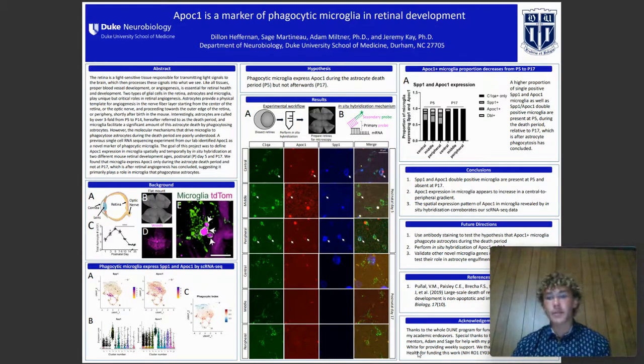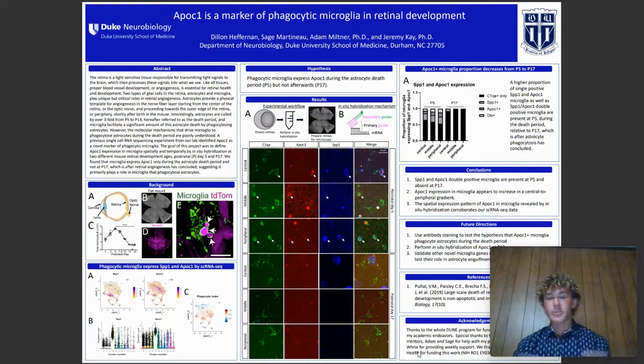So our hypothesis was that phagocytic microglia express ApoC1 during the astrocyte death period, P5, but not afterwards, which would be P17. So we compared two different experimental time periods, P5 mouse retinas and P17 mouse retinas, and wanted to analyze and quantify the ApoC1 gene expression.